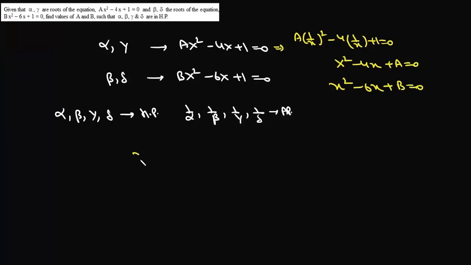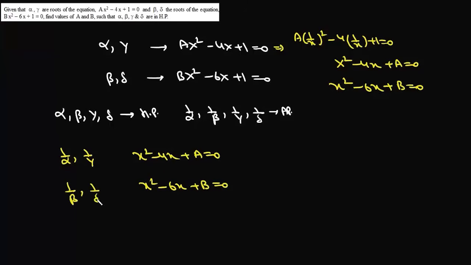So we have two equations, x square minus 4x plus a equals to 0, whose roots are 1 upon alpha and 1 upon gamma, and then we have the second equation, x square minus 6x plus b equals 0, whose roots are 1 upon beta and 1 upon delta. Now these four numbers are in AP. So we'll let 1 upon alpha as a, 1 upon beta as a plus d, 1 upon gamma as a plus 2d, and 1 upon delta as a plus 3d.